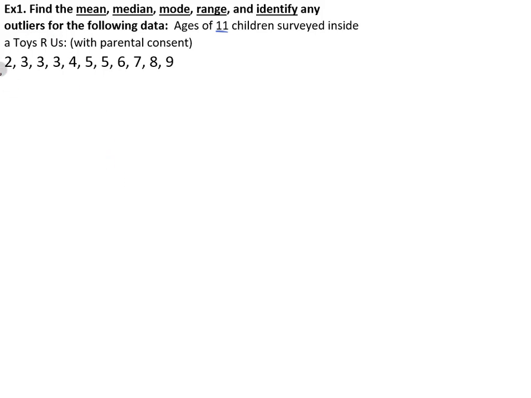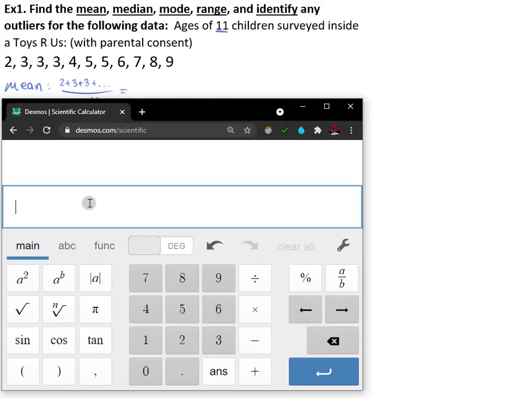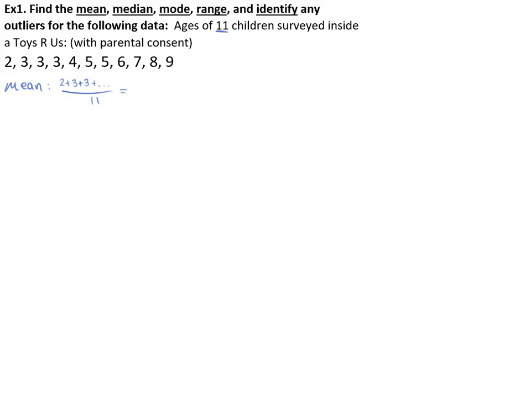Well, let's start with the mean. And remember, the mean is the average. So to find the mean, we actually need to add them all up, like 2 plus 3 plus 3, and then divide by 11. Okay, so let's add them all up. 2 plus 3 plus 3 plus 3 plus 4 plus 5 plus 5. Gotta be careful, of course, that you don't accidentally type in the wrong number. But there we go. If we add up those 11 numbers, we get a total of 55.